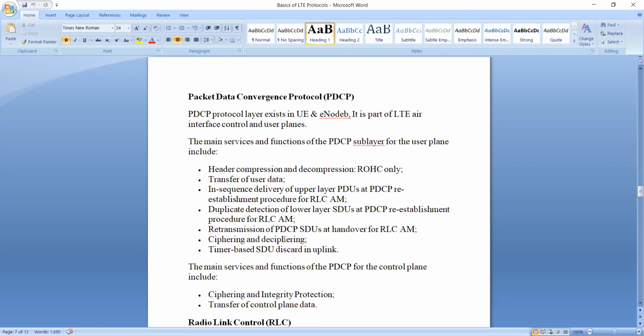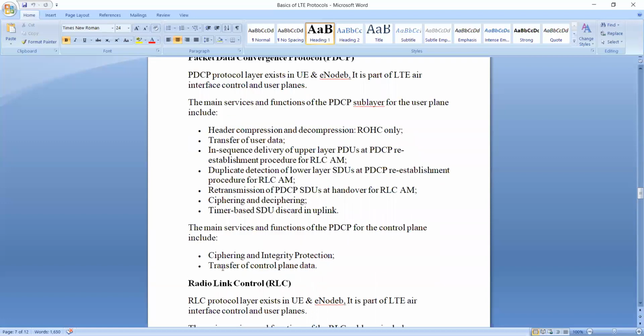It is responsible for ciphering and deciphering. It is responsible for ciphering and integrity protection, and transfer of control plane data. Transfer of control plane data means it interacts with the RRC layer. When you see the stack above PDCP, there is the RRC layer. RRC is responsible for control plane data. It will forward some control information to RRC, or whenever eNode B sends some control information to RRC, it will forward to PDCP.